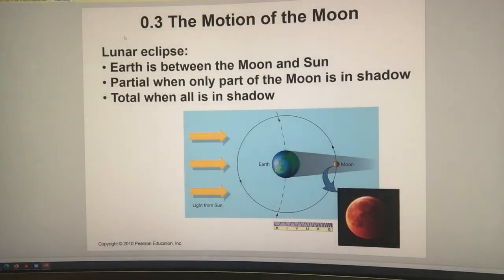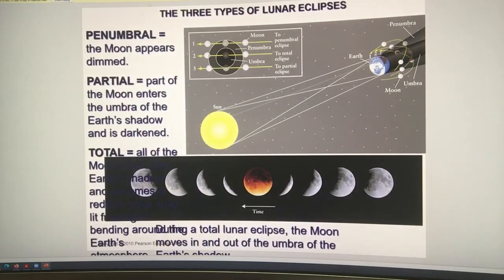So we're going to talk about lunar eclipse first. Lunar eclipse happens at full moon phase, which means that Earth is between the moon and sun. There are 3 different kinds of lunar eclipses. It's related to the shadow area the Earth produces because of the sunlight.